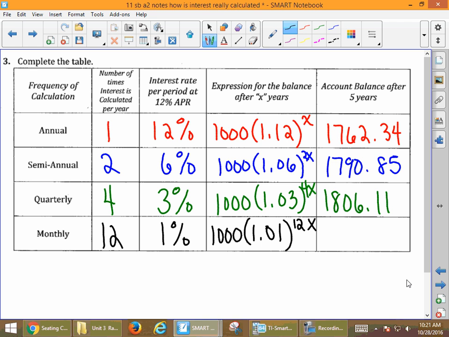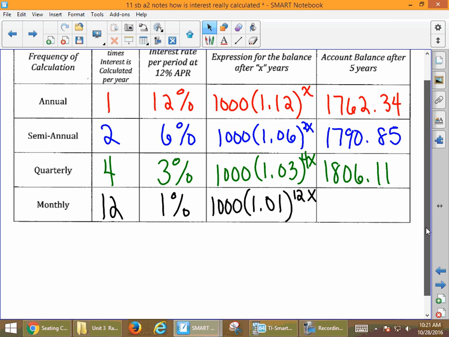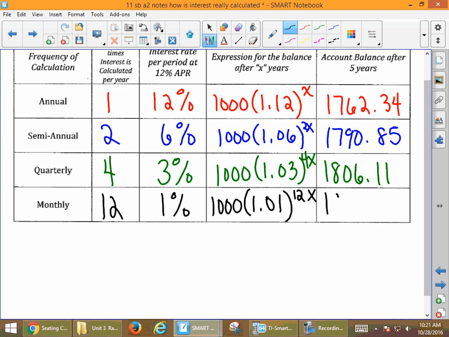And then when we go over here to calculate it, to type it into our calculator, we have 1,000 times 1.01, close the parentheses, to the 12 times 5. We get 1816 and 70 cents. We have to round. Remember, money, round to the nearest hundredth. So 1,816.70.